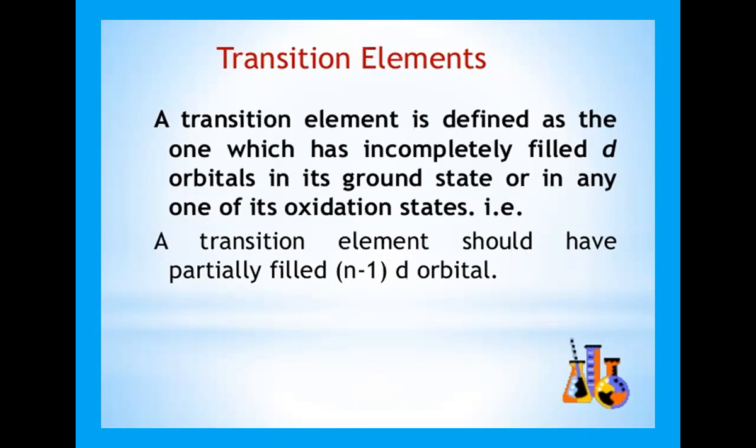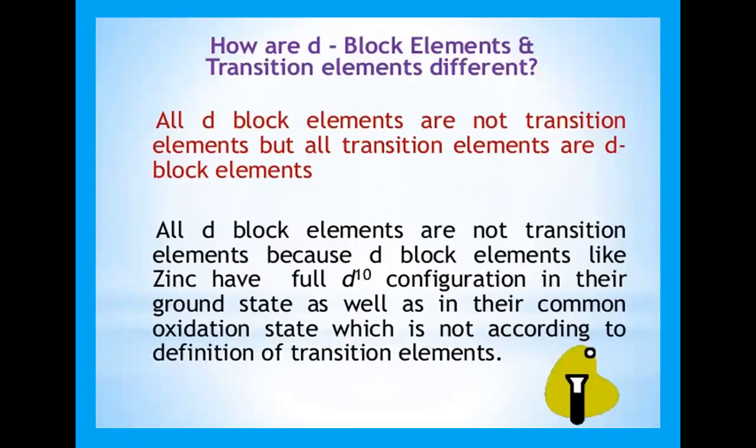That means there is a gradual decrease in metallic and increase in non-metallic character. But a very interesting point to note: for these D block elements to be called transition elements, they must have a partially filled (n-1)d orbital. All D block elements are not transition elements, but all transition elements are D block elements. It is because either in their atomic state or ionic state, they must have a partially filled D subshell.